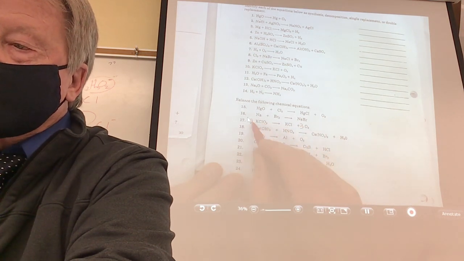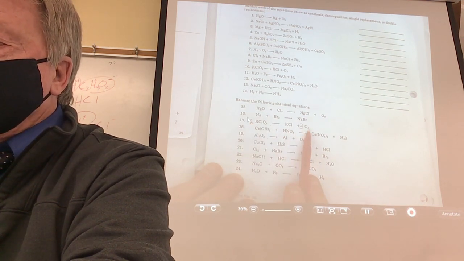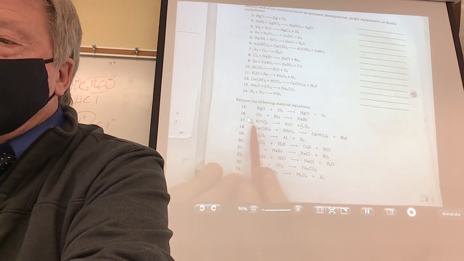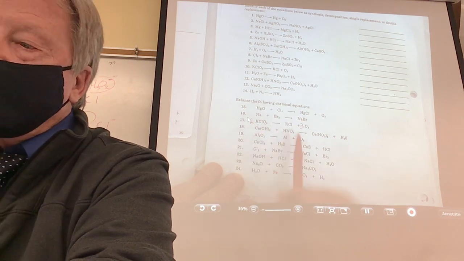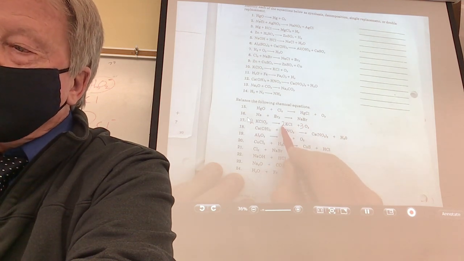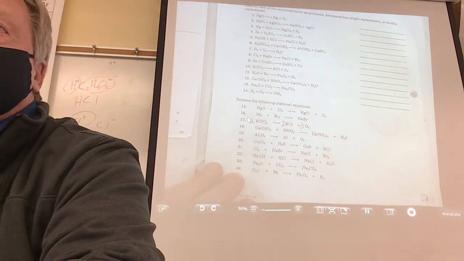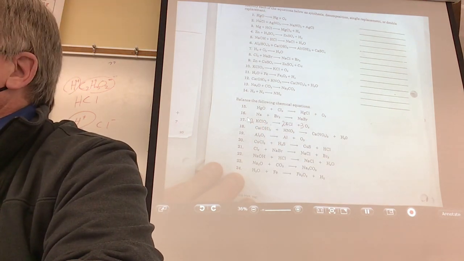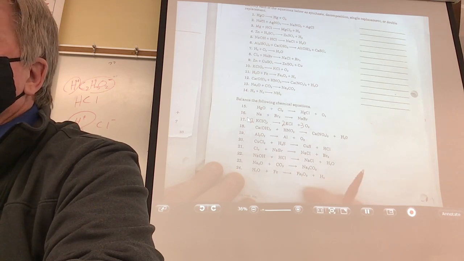2 times 3 is 6. So that gives me 6 oxygens, 6 oxygens. But it gives me 2 what? 2 potassiums. I only have 1 here. Now I have 2 potassiums, but that gives you 2 chlorines. I have 2 chlorines. See that? And again, if you practice this, you'll just get better and better at it like that.